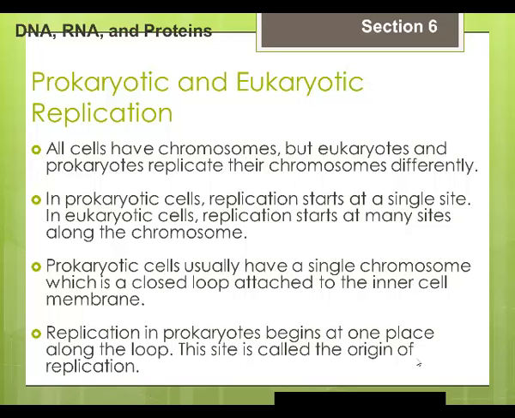And then replication in prokaryotes begins at one place along the loop. The site is called the origin of replication, so it's the site of origin for where replication is going to occur, where those proteins are going to attach and start making copies of the DNA.